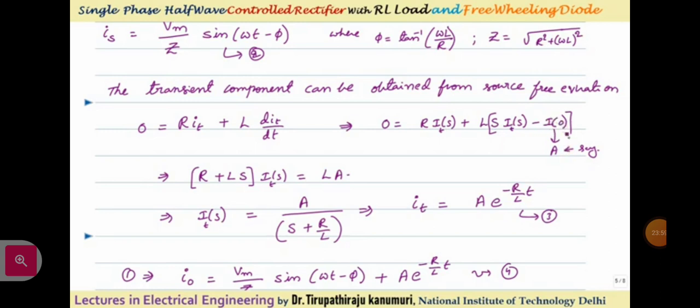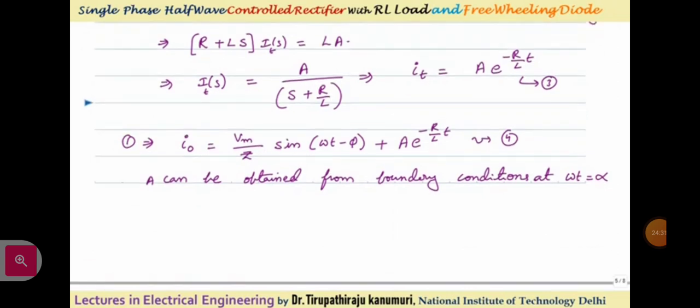So when you take this as A, this equation becomes R plus Ls into It of s is equal to L into A, which I have taken to the right hand side. From this I can write It of s equal to, if I take L common, R by L plus s, L will cancel, so this will become A divided by s plus R by L. From this I can calculate it as equal to A into e to the power of minus R by L into t. I have calculated the inverse Laplace transform.